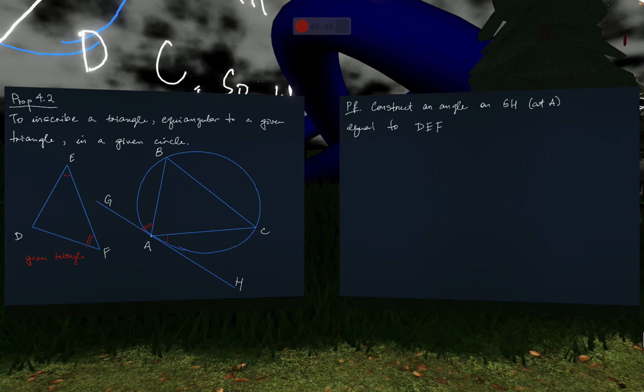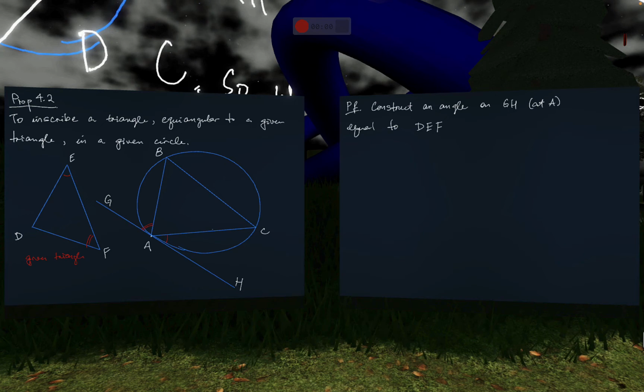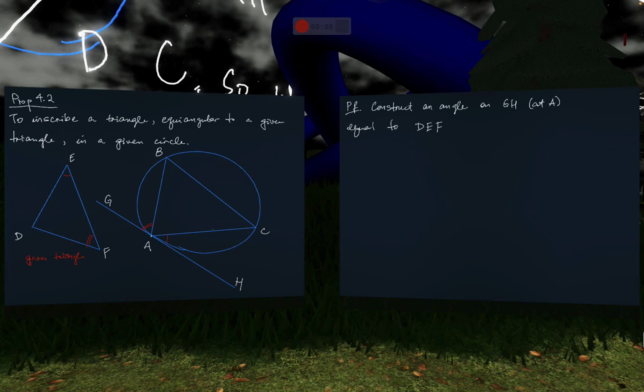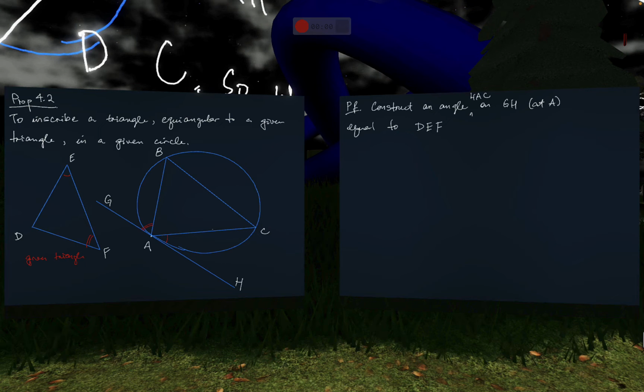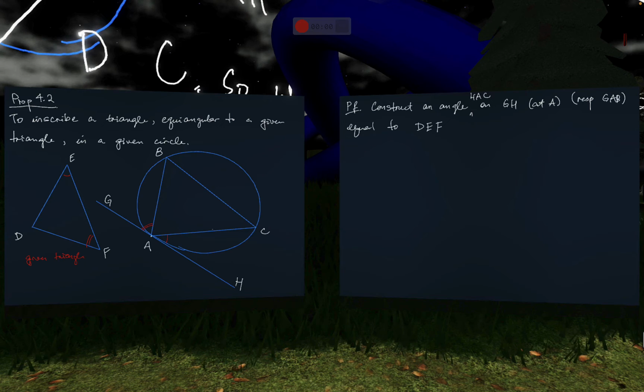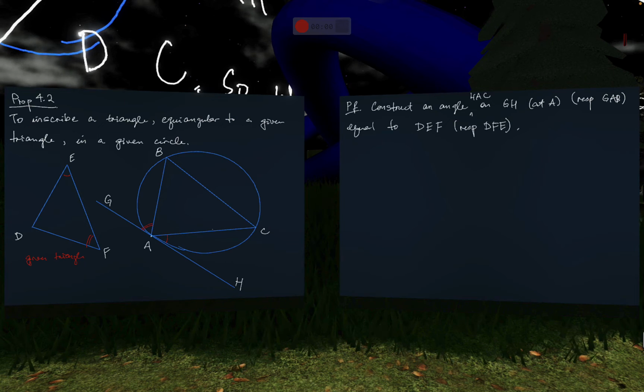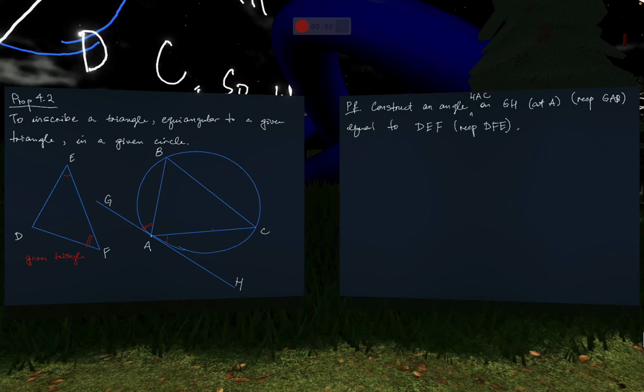So that's the angle I've marked with one red line, so you can see on the diagram. We're going to do that, and we're going to do this construction also for angle GH at A. I guess the angle will be like HAC. And we're going to repeat this construction respectively GAB. So this is the other angle, respectively DFE. So this is just constructing two of the angles of the triangle along this line. So you get GAB to be equal to DFE, and HAC to be equal to DEF as marked in the diagram.